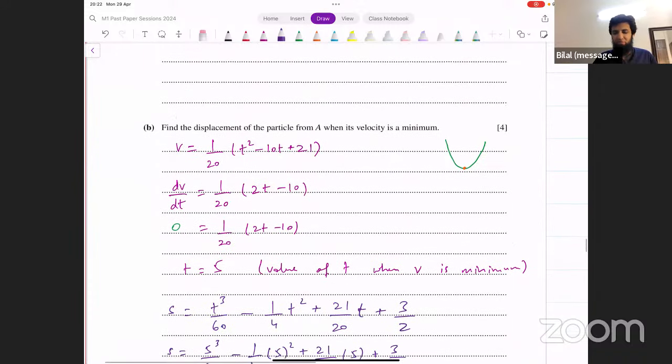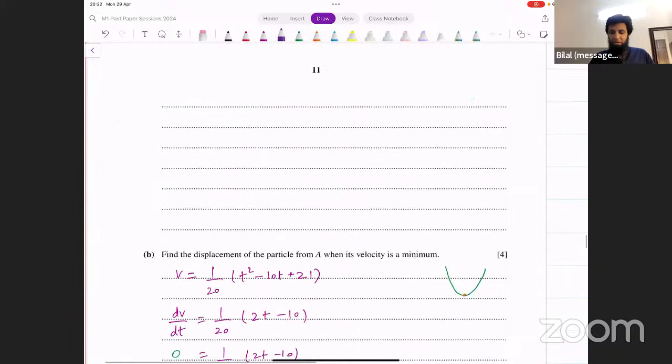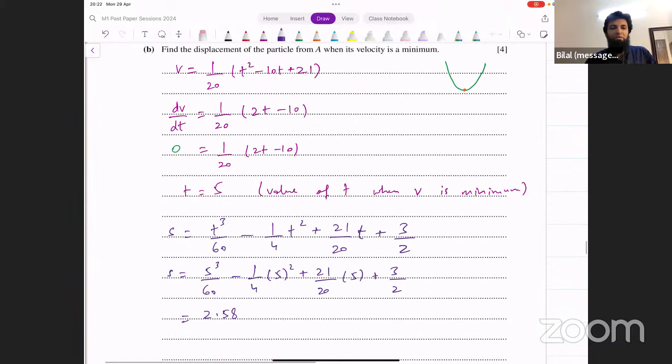This was quite straightforward. Both parts, not that difficult. We found the value of t when v was minimum, and then just put that value of t in the displacement function to find the corresponding value for displacement. That is question number 6. No problems in this? Can we move on? Okay, let's have a look at the next question now.